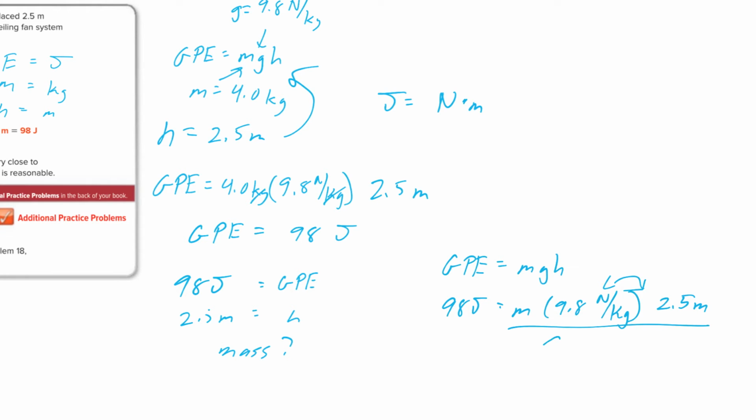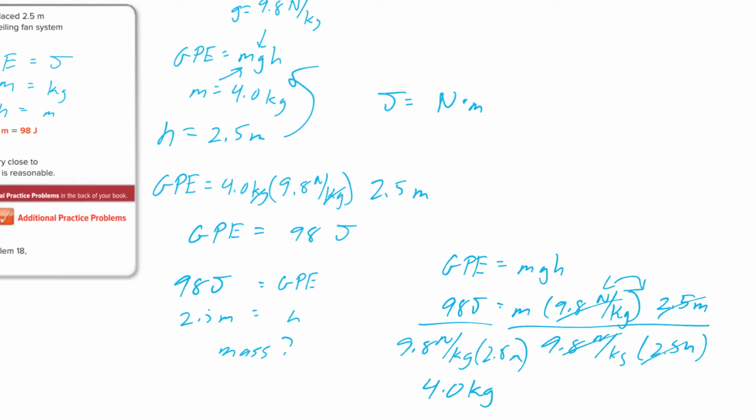Okay. So you could go ahead and multiply these two together, or you could just divide the whole thing by 9.8 newtons per kilogram times 2.5 meters. Do the same thing on the other side. Okay, that would make that cancel out. That cancels out. And if you plug that into a calculator, you should end up with 4 kilograms for the mass.